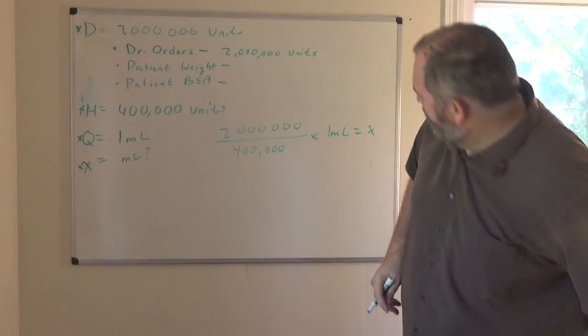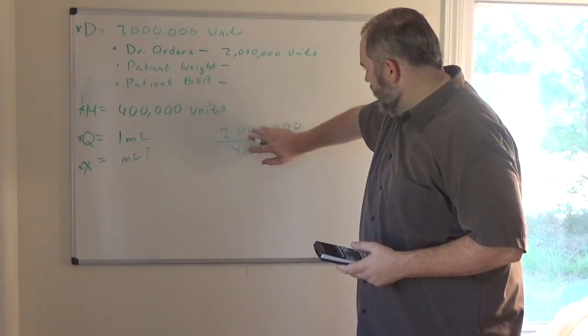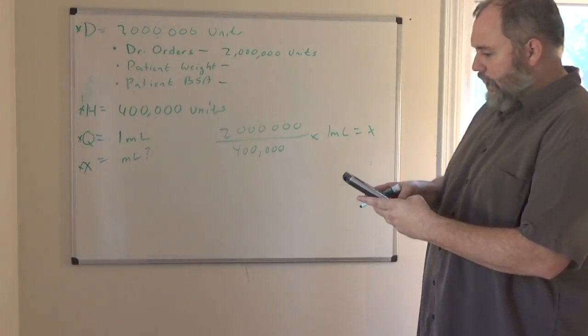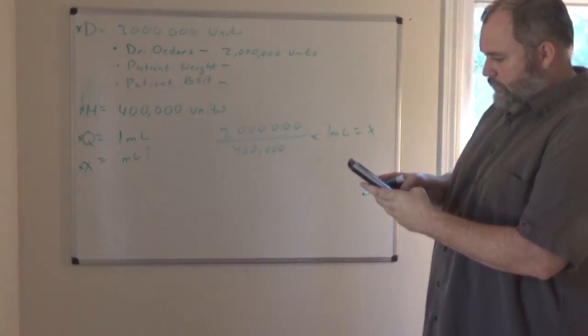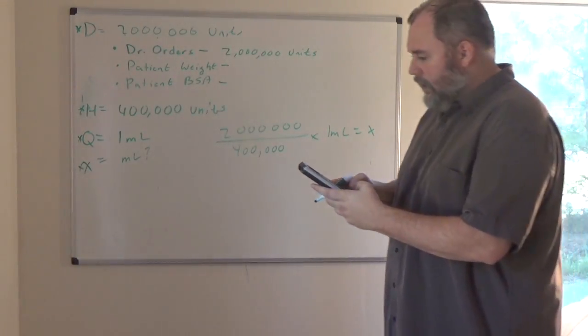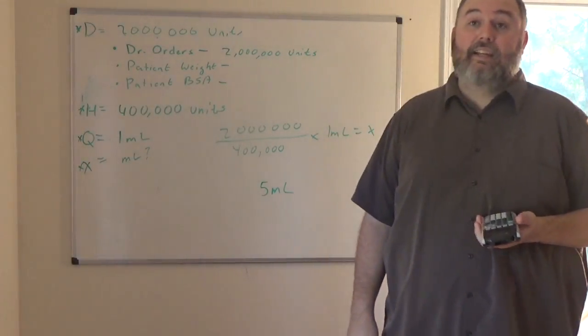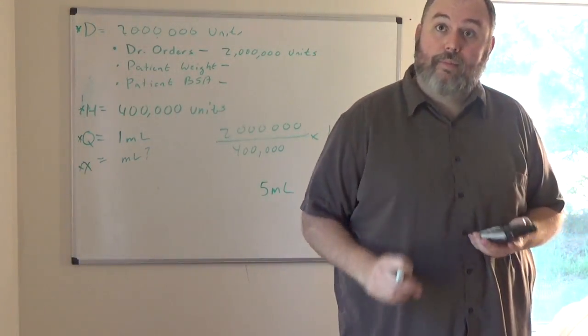Work this out. 2 million, let's see. I can get rid of that. I can get rid of that. Should give me 5. I'll double check. 2 million divided by 400,000 equals 5 mLs. So that patient needs 5 mLs of that actual medicine.